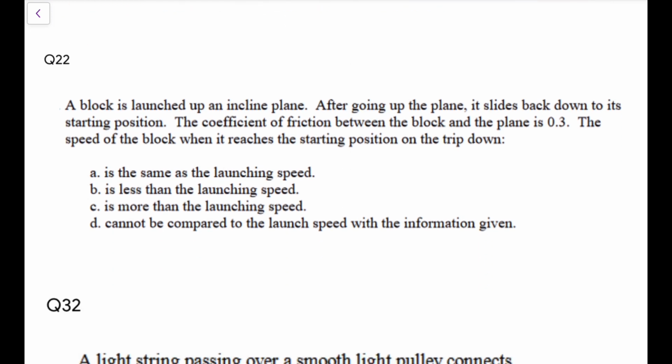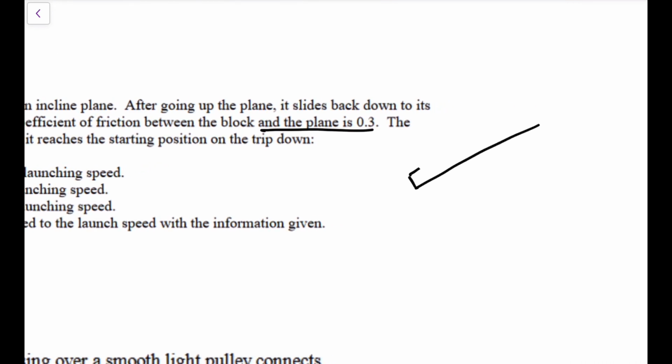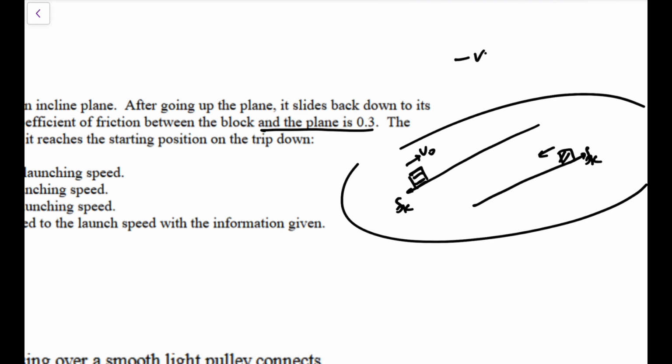Next, a block is launched up an inclined plane. After going up the plane, it slides back down to the starting position, and there is friction between the block and the plane. What is the speed of the block when it reaches the starting position on the trip down? You throw it with some speed v0. When it goes up, friction will act backwards, and when it comes back down, friction will again act upwards. So in both parts, friction does negative work.